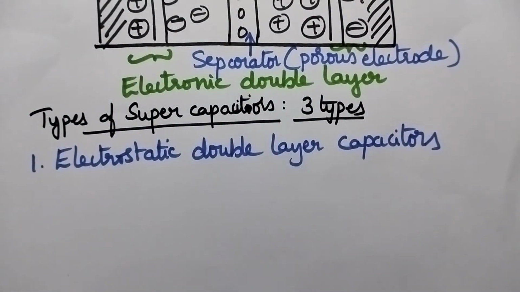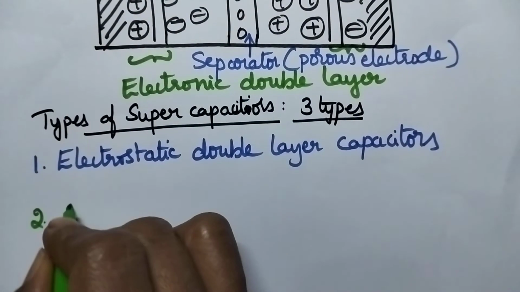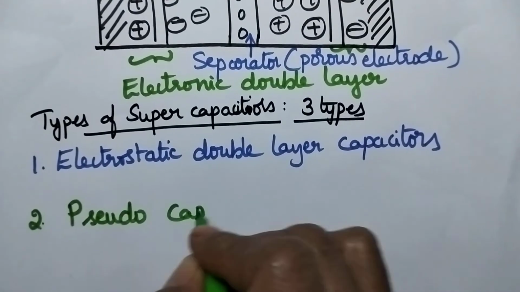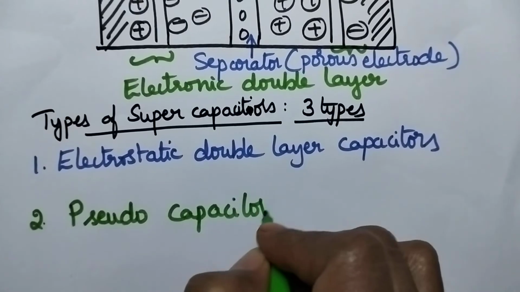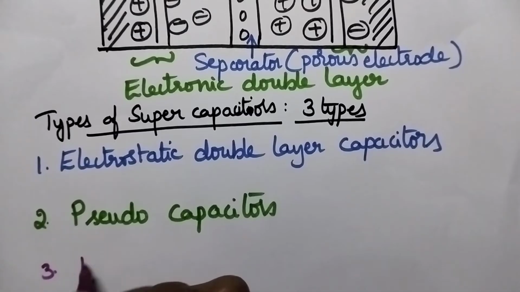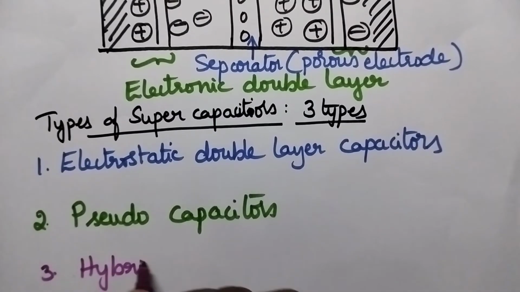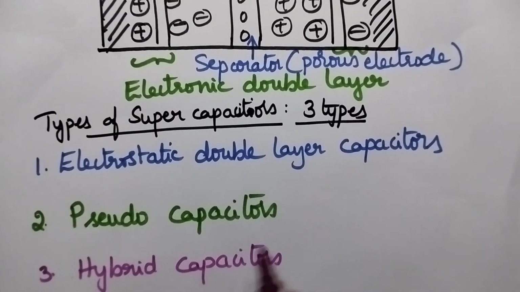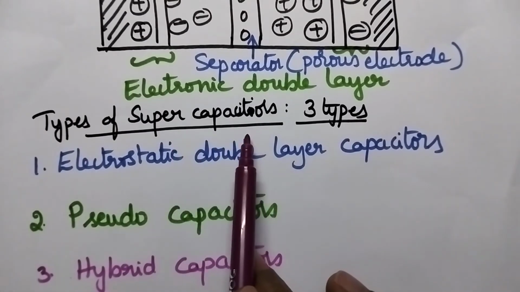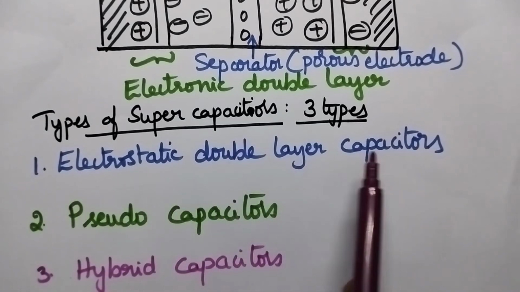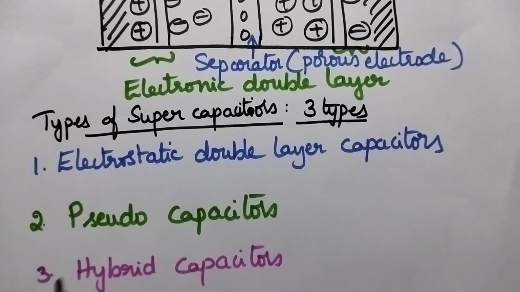pseudo capacitors, and hybrid capacitors. So supercapacitors can be classified into three types: electrostatic double layer capacitors, pseudo capacitors, and hybrid capacitors.